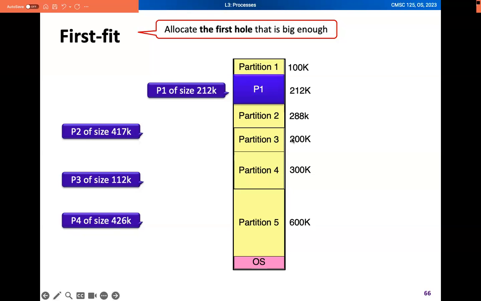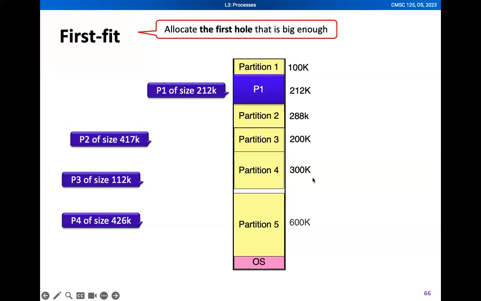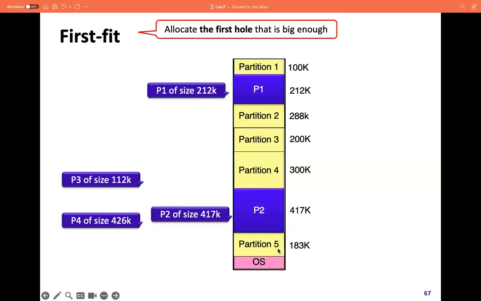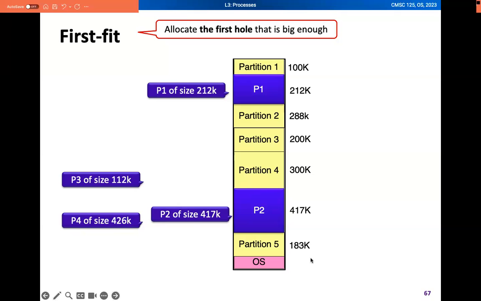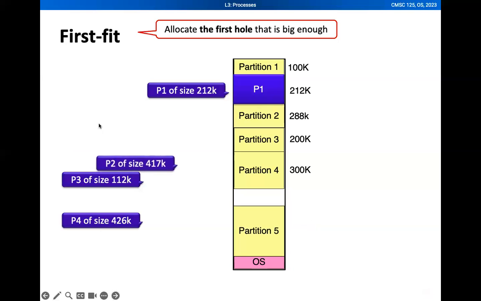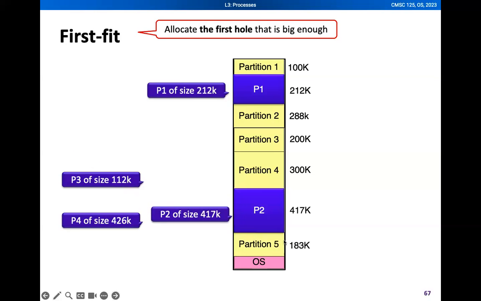Partition 3, also no. Partition 4 of 300K, also no. And it fits in partition 5. So we now have a new partition here, which has a size of 183K. So what we did was we simply subtracted 600 minus 417K. So we have a new partition, 183.